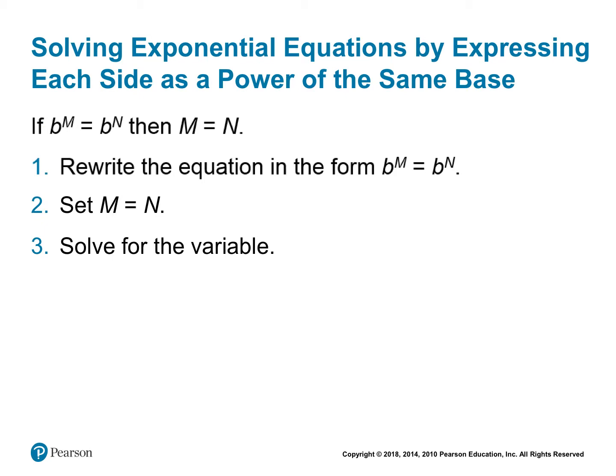So this first one is going to be when you want to solve exponential equations where you can make the numbers have the same base. So you can see here that I was able to write them both with the same base. If the bases are the same, and we're saying that these are equal to each other, then that would mean that m and n are equal to each other. So that's how we get this. So the first thing you want to do is try to rewrite the equation in the form where they have the same base, and then set m equal to n, and then solve for the variable.